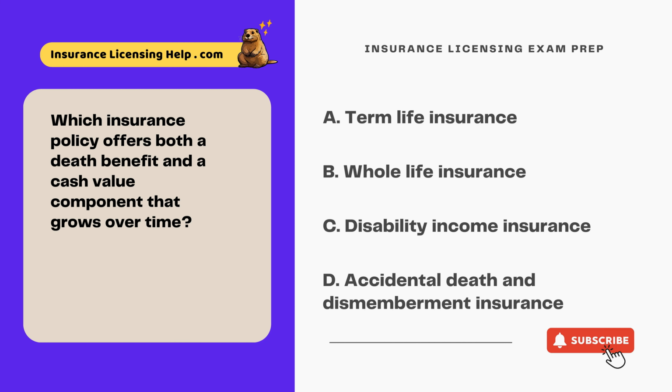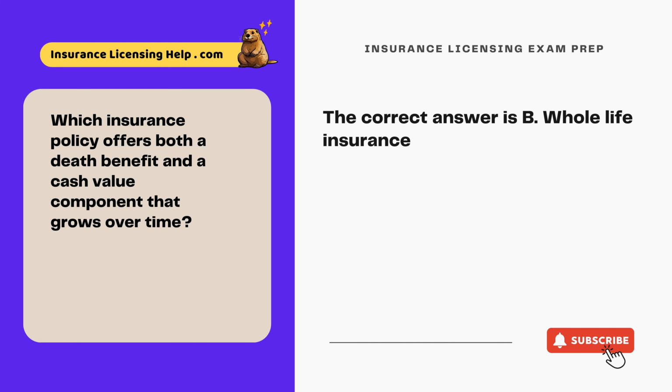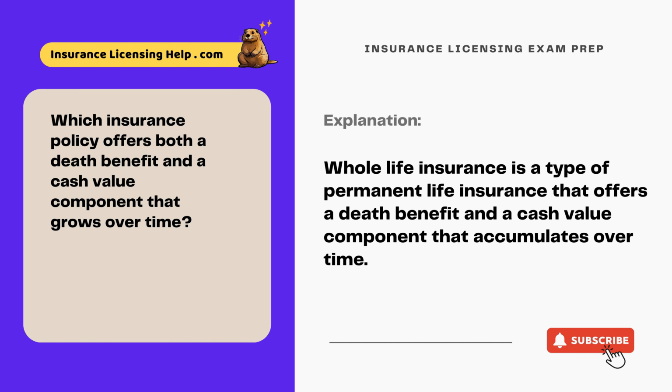Which insurance policy offers both a death benefit and a cash value component that grows over time? A. Term life insurance. B. Whole life insurance. C. Disability income insurance. D. Accidental death and dismemberment insurance. The correct answer is B. Whole life insurance. Whole life insurance is a type of permanent life insurance that offers a death benefit and a cash value component that accumulates over time.